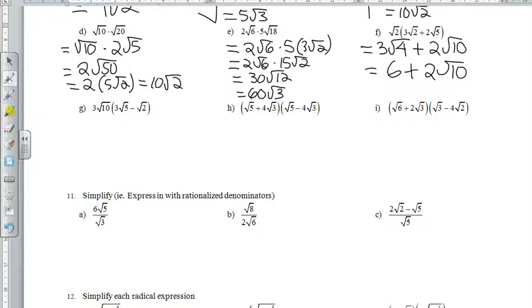Next one, so again, same deal. We've got a monomial times a binomial. 3 root 10 times 3 root 5, you multiply the numbers together, 9, you multiply the radicals together, 9 root 50. Minus 3 root 20. Root 50 is 5 root 2.